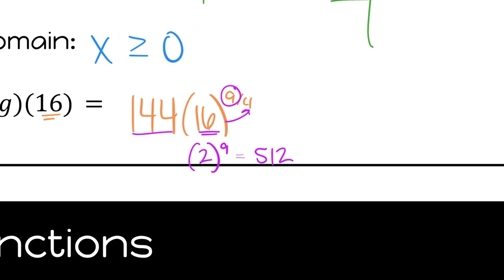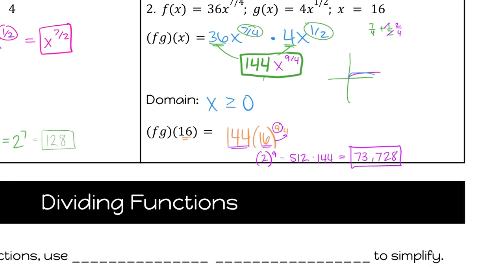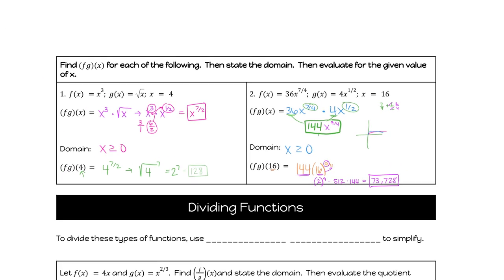And we do have that 144 on the outside, so we're going to do 144 times 512, which is a really big number. So this should be 73,728. There we go.